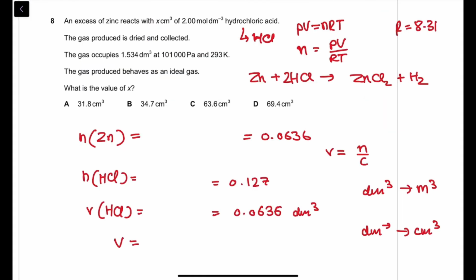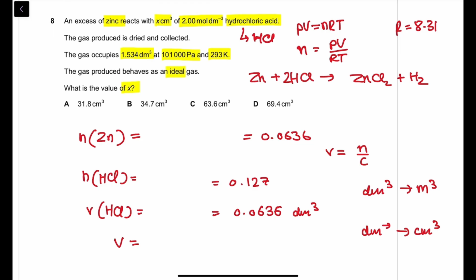Question number 8. An excess of zinc reacts with X centimeters cubed of 2 moles per decimeters cubed of hydrochloric acid. The gas produced is dried and collected. The gas occupies 1.534 decimeters cubed at 101,000 pascals and 293 Kelvin. The gas produced behaves as an ideal gas. What is the value of X?